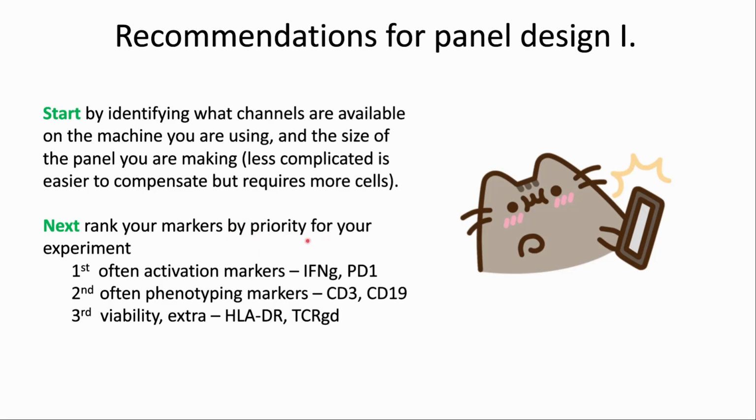This leads into ranking your markers by the priority for your experiment. The top rank markers are often activation markers such as interferon gamma or PD1. This could also be a rare marker which is of interest for your experiment. Second tier markers can include phenotyping markers such as CD3 or CD19 in order to characterize the cell types that are present in your sample, while the bottom tier can often be viability, which is available in multiple channels, or additional markers which may be collected for informational purposes but are not the primary end goal of the experiment.